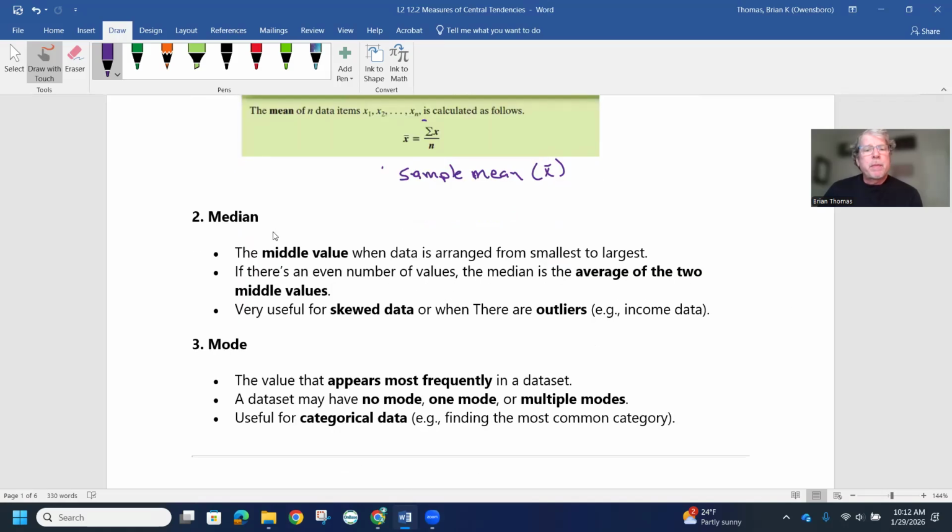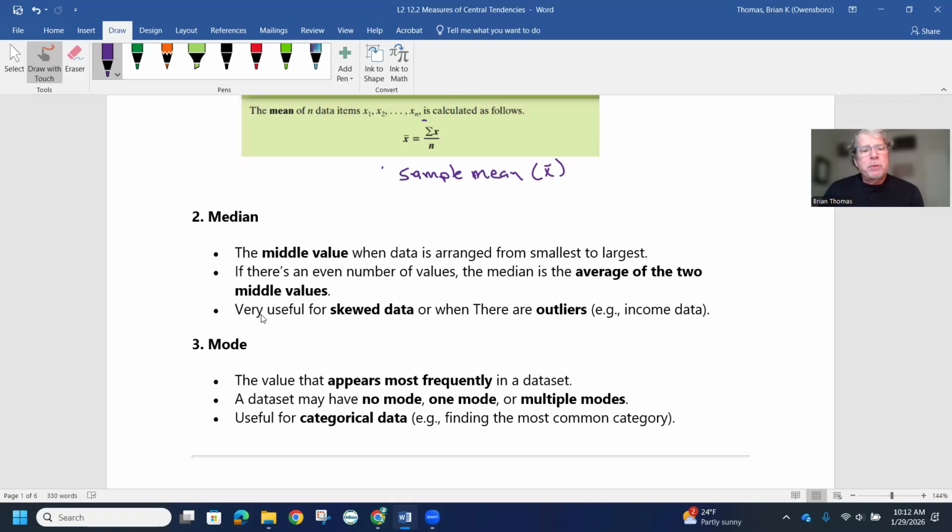Now the median. The challenging part about the median is that the data has to be arranged from smallest to largest first. So the data has got to be ordered, and then we identify the middle value. If there's an even number of values, you have to add the two middle values together and divide by two, which averages the two middle values. If there's an odd number of values, there will be a single middle value.